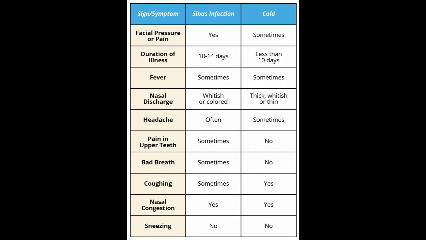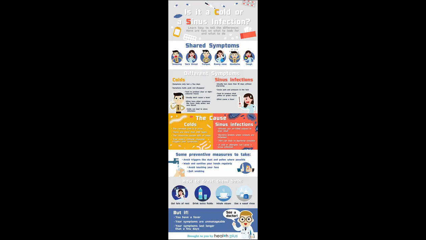In contrast, the common cold primarily affects the upper respiratory tract, with symptoms including a runny or stuffy nose, sore throat, and coughing, which typically resolve within 1 to 2 weeks. While both conditions can share overlapping symptoms like nasal congestion and headaches, the persistence and severity of symptoms, along with localized pain in the sinus regions, are more indicative of a sinus infection.